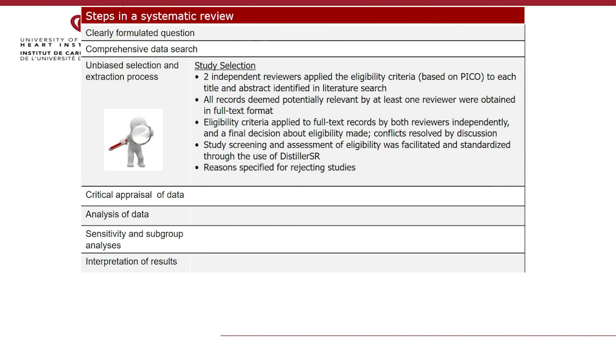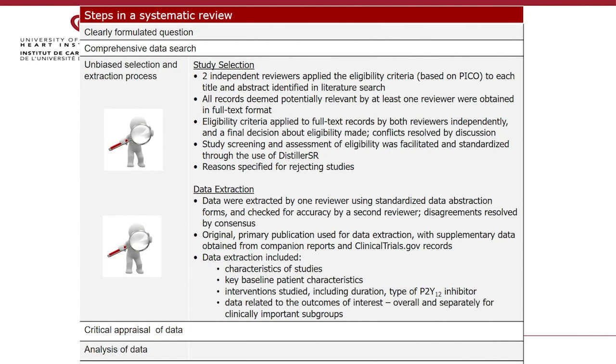Now for the data extraction process: data were extracted by one reviewer using a standardized form, checked for accuracy by a second one. We used the original publication and any associated publications with it. As you know, when you do a randomized controlled trial, you may have your mainline publication. There could also be a publication on the protocol. It could be a publication on a subgroup of interest or other outcomes of interest. So we gather all that information to extract the data.